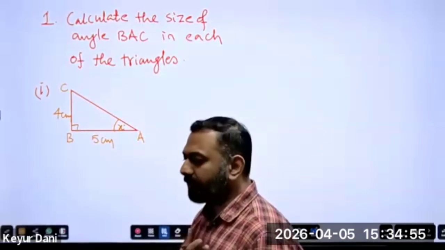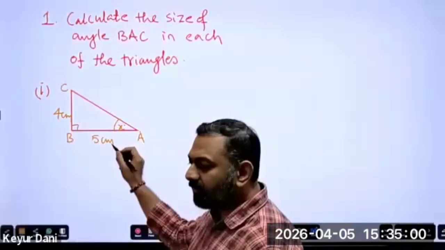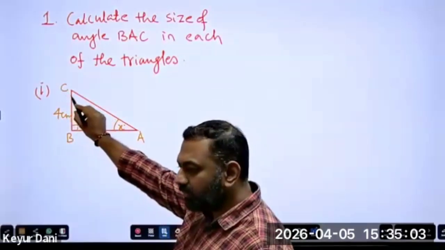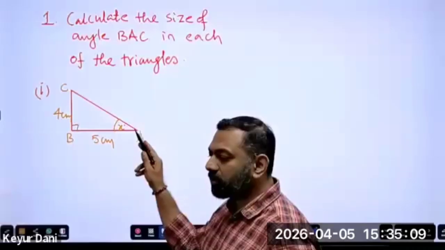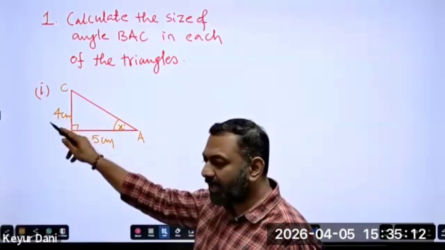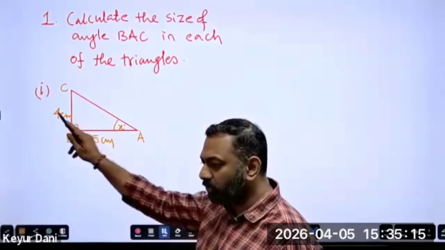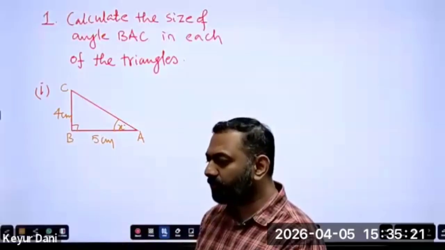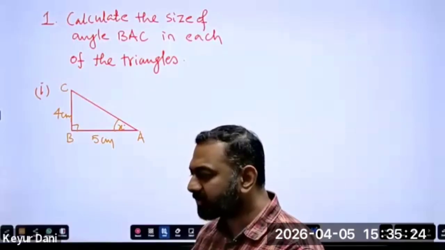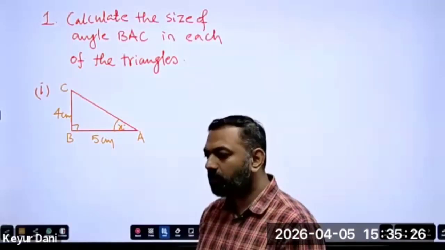So angle B is 90 degrees. Wait, let me explain first. Then you can do the second one. Now see, we want to find this angle BAC, right? Which we have named X. Now for this particular X, what sides do we know? For this x, we know the opposite side. For this x, we know the adjacent side. So we have to take a ratio which deals with opposite side and adjacent side. Which is that ratio? Tan.